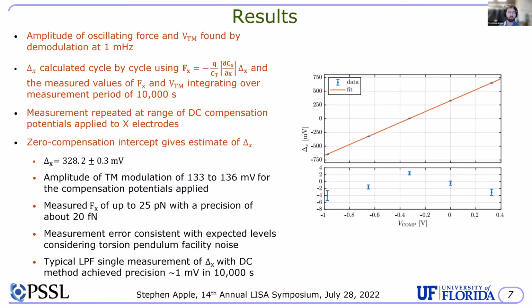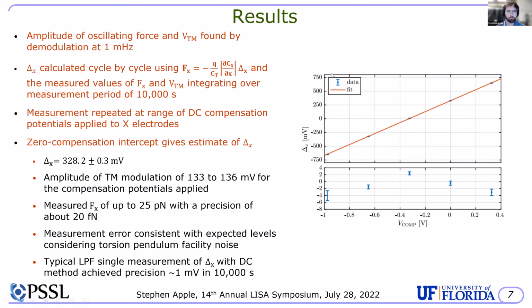And we also found that we got a test mass potential modulation of around 133 to 136 millivolts for the compensation potentials we applied. And we also measured forces in the X direction on the test mass of up to 25 piconewtons with a precision of about 20 femtonewtons.